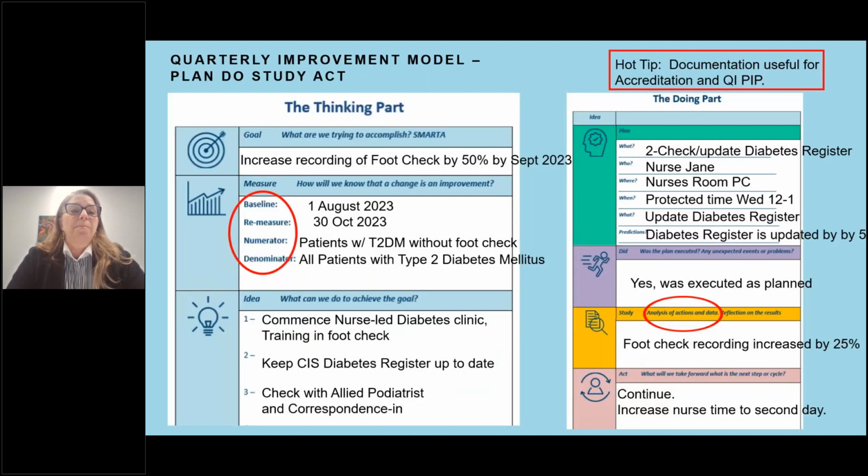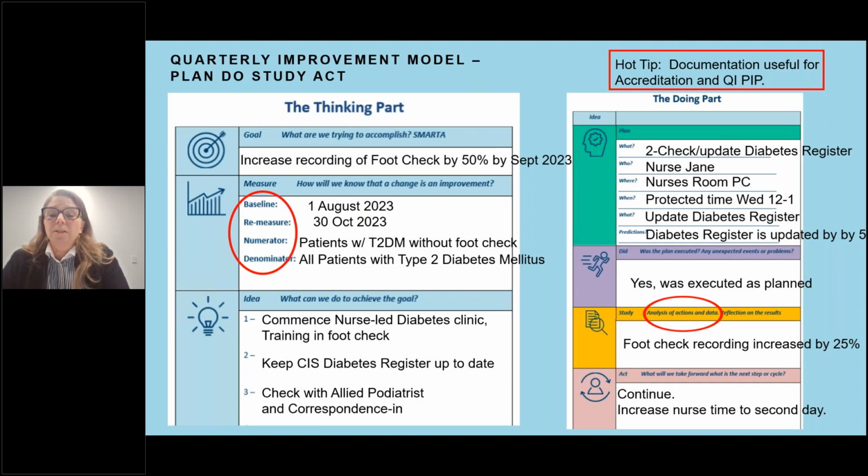This here is our Plan, Do, Study, Act form, and we've just filled this in as an example. Basically, you would use those reports and get your baseline figures, and then make an agreement to reevaluate that. So you would come up with a few ideas. They're like commencing nurse-led diabetes clinics, doing training and foot checks, maybe keeping that diabetes register up to date, and perhaps checking with allied podiatry and your correspondence in, to get these foot checks up to date.